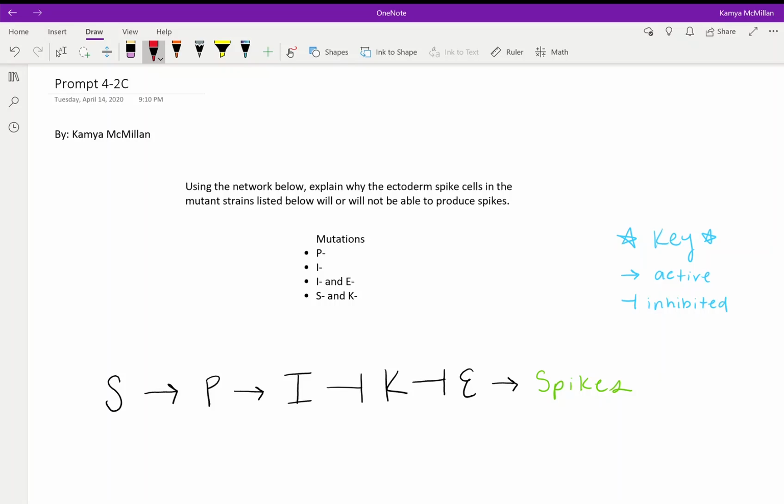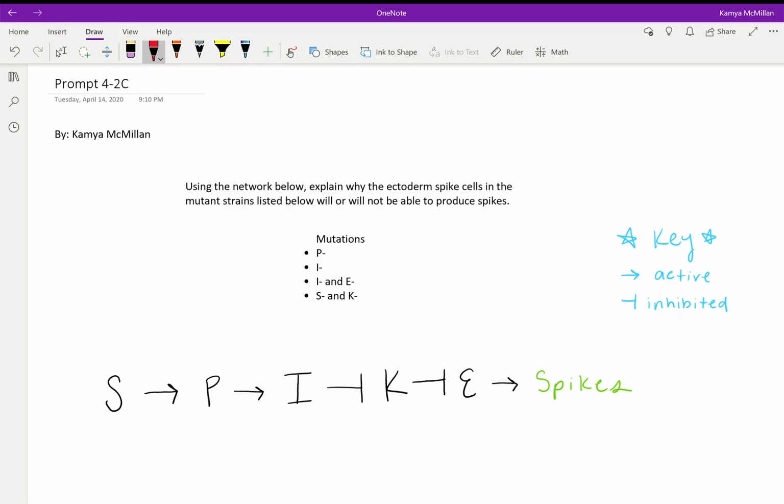We're going to talk about mutations in a developmental pathway. Using the network that I've written out below, I'm going to explain why the ectoderm spike cells in the mutant strains listed will or will not be able to produce spikes. We're going to talk about mutations in the P cell, mutations in the I, mutations in the I and E, and mutations in the S and K.